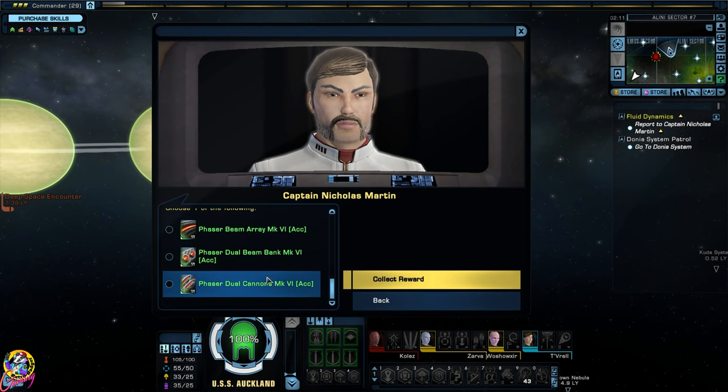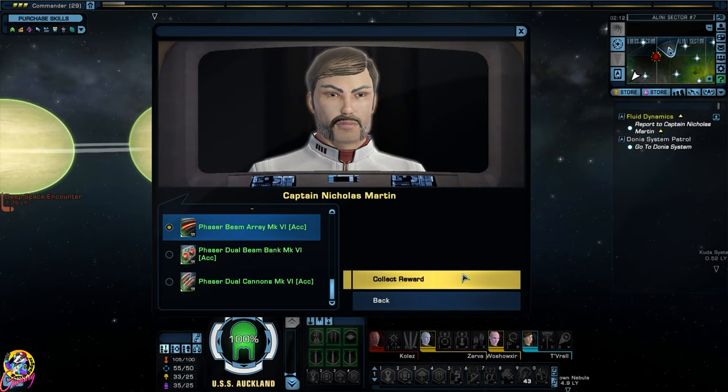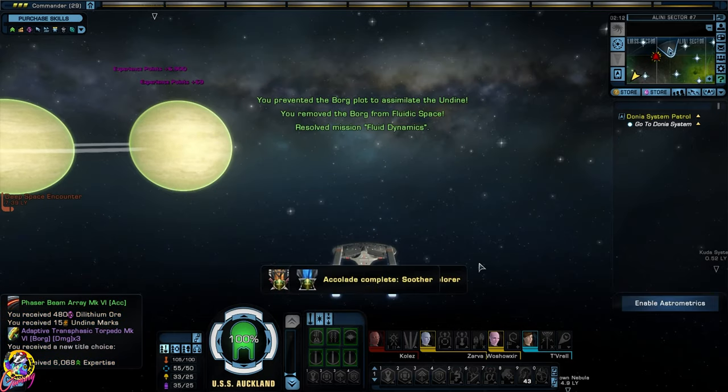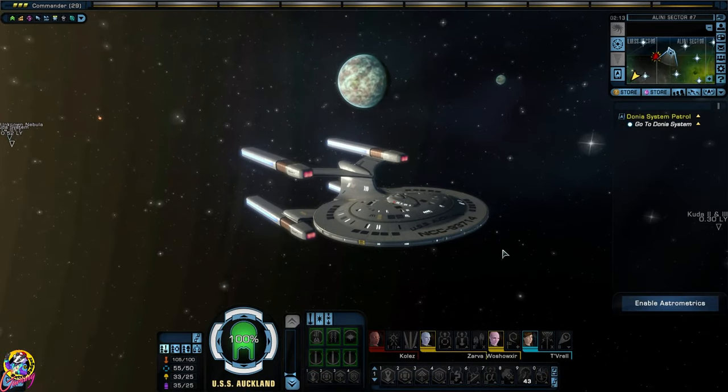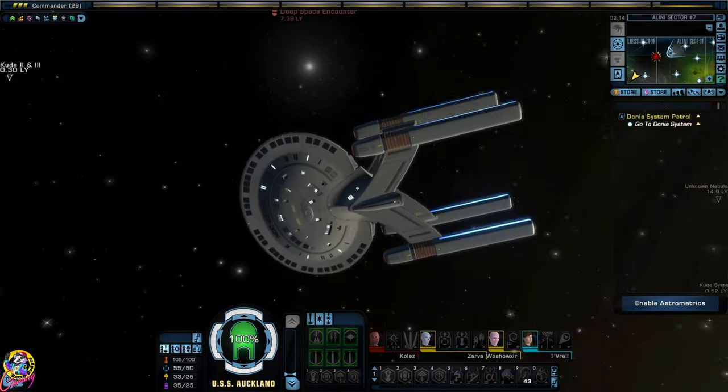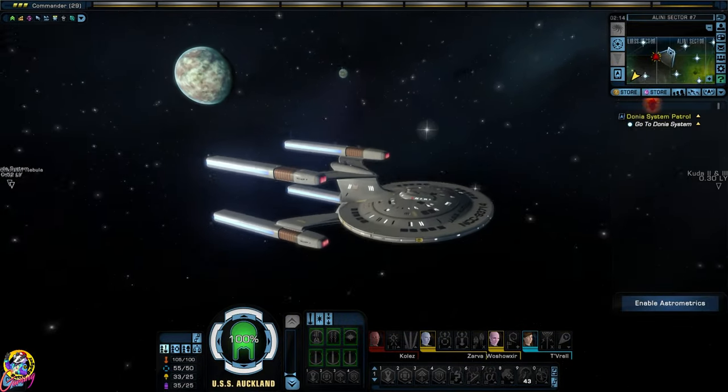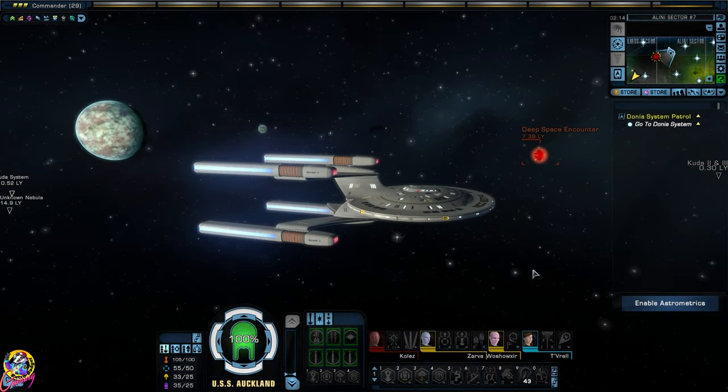Reward time! I'm gonna go for that one. Ooh. Well, there we go. So we've completed the Borg advance mission. So it looks like at the next level up, level 30, we will be made a captain and we'll be able to upgrade to a new ship. So I'm really looking forward to that one. My next campaign is titled New Romulus. So again, looking forward to that one.